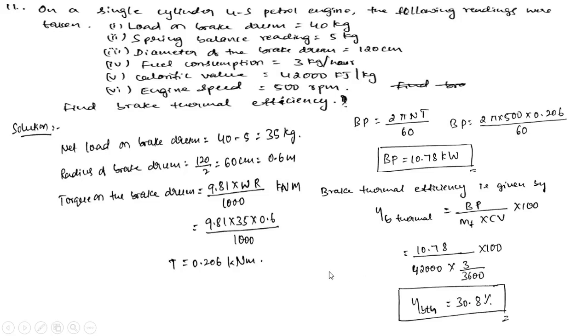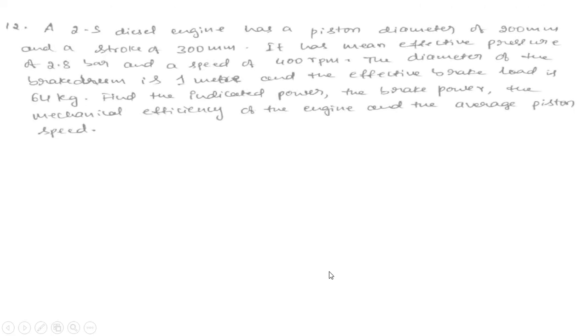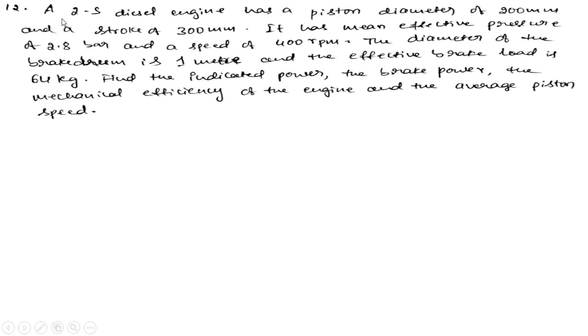Next we will move to problem number 12. In problem number 12, look at the problem statement first. A two-stroke diesel engine has a piston diameter of 200 mm and a stroke of 300 mm. It has a mean effective pressure of 2.8 bar and a speed of 400 rpm. The diameter of the brake drum is 1 meter and the effective brake load is 64 kg. Find the indicated power, brake power, the mechanical efficiency of the engine and average piston speed. 4 parameters have to be calculated here.